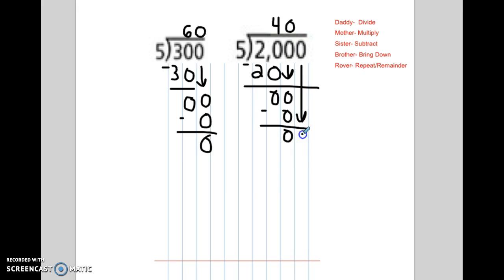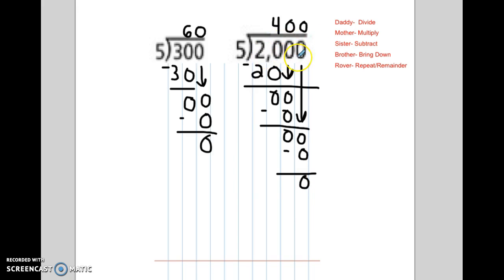I still have one left. And then I get to repeat because I brought something down. So 5 into 0, 0. And then I get to multiply. 5 times 0 is 0. I get to subtract, and I get 0. Again, if I get a 0, I don't have to rewrite it. So I know my answer is 400.